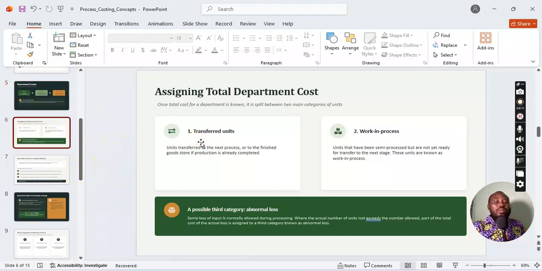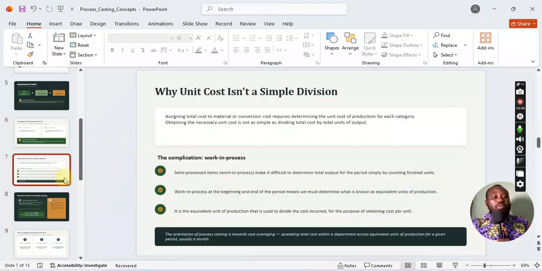So the costs are assigned to the various departments. Units transferred go to the next process, or to the finished goods store if production is already completed. We also have work in process: some units might not have been completed, or may be partially completed, units that have been semi-processed but are not yet ready for transfer to the next stage. These units are known as work in process. They are also assigned different costs, based on the percentage of completion. So let us move on.